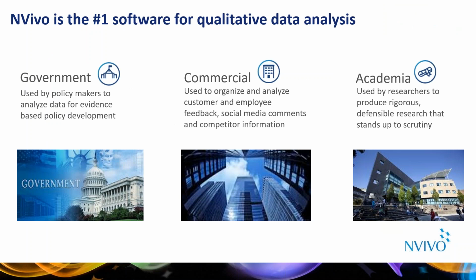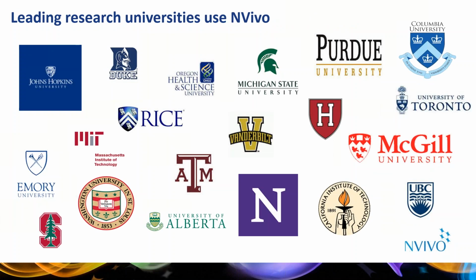So NVivo is the number one software for qualitative data analysis. In government, it's used by policymakers to analyze data for evidence-based policy development. Commercially, it's used to organize and analyze customer and employee feedback, social media comments, and competitor information. And in academia, it's used by researchers to produce rigorous, defensible research that stands up to scrutiny.